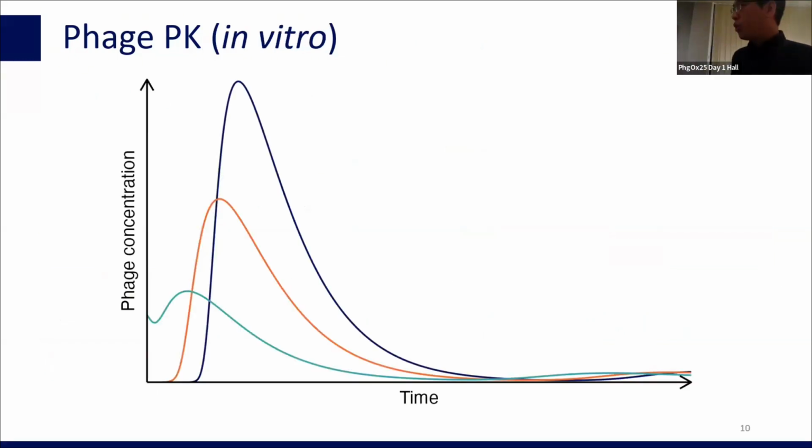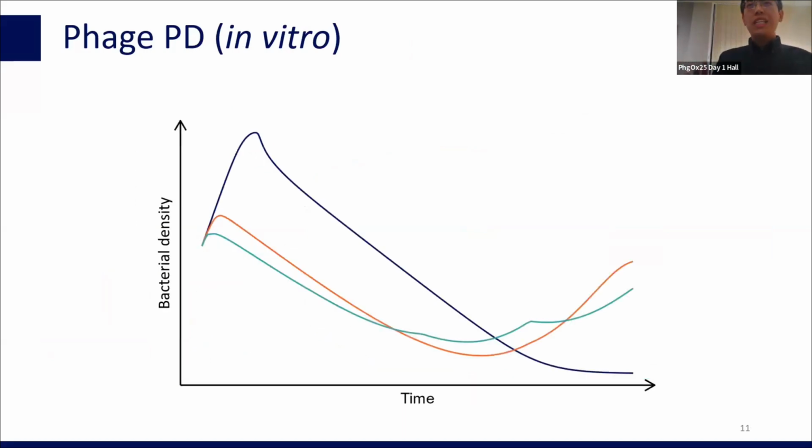All right, now I want to show you a phage PK, assuming an in vitro setting. What you see here is the phage concentration over time, and I show 3 dose levels: low, medium, high. But interestingly, the low dose of phage corresponds to the highest exposure, and the high dose corresponds to the lowest exposure, which is rather counterintuitive. We hardly see this in traditional drugs. Why? To see that, we need to look at PD a little bit first.